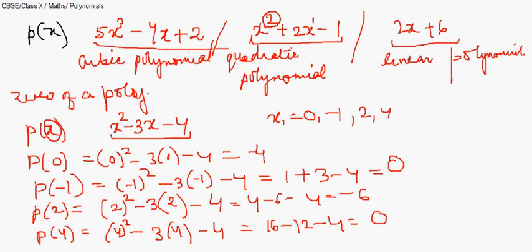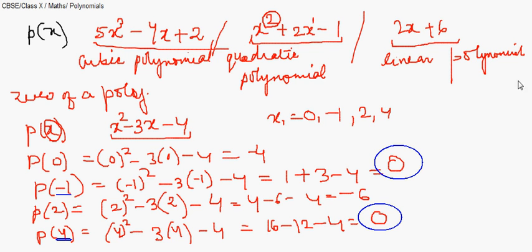Now look at these two cases where I find the value of the polynomial as 0, by replacing x with minus 1 and x with 4. So when x is minus 1 and 4, these are called the zeros of the polynomial. That means these are the two values of x where the value of the whole polynomial becomes 0. So the zero of the polynomial refers to that integer for which the value of the polynomial becomes 0.